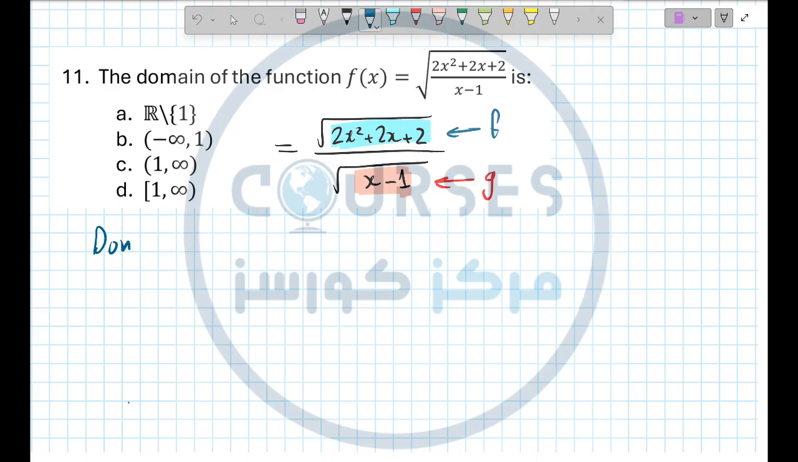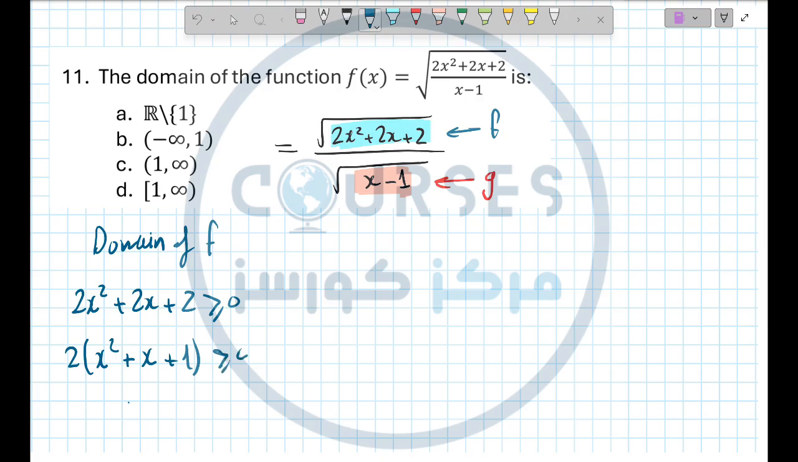Okay, regarding f. We have a square root, so we take what's inside the root and make it greater than or equal to 0. If we try to factor this one, we can take 2 as a common factor. It's gonna be x squared plus x plus 1. If you try to factor this one, it can't be factored. So in this case, all of this is always greater than or equal to 0. So the domain for this function is R.